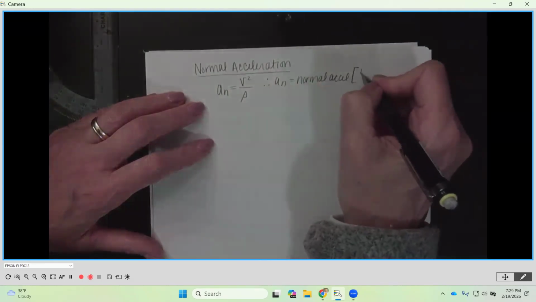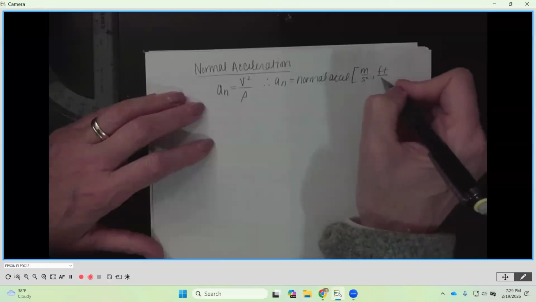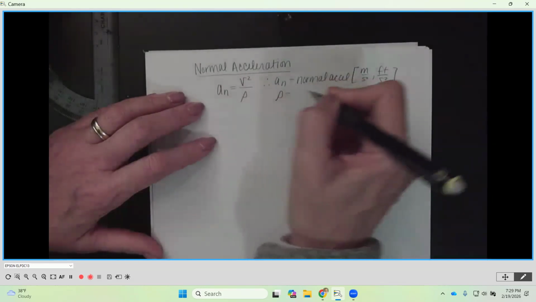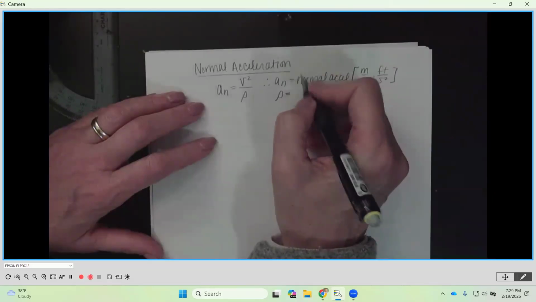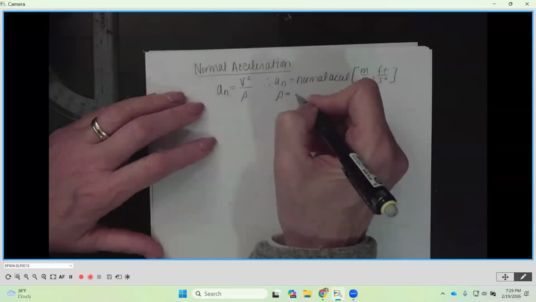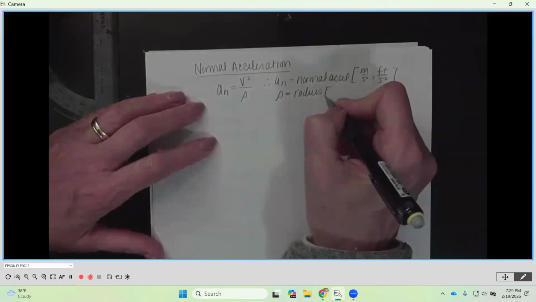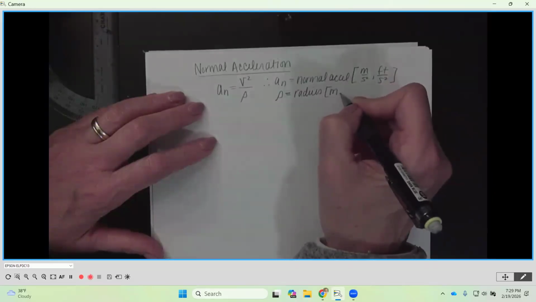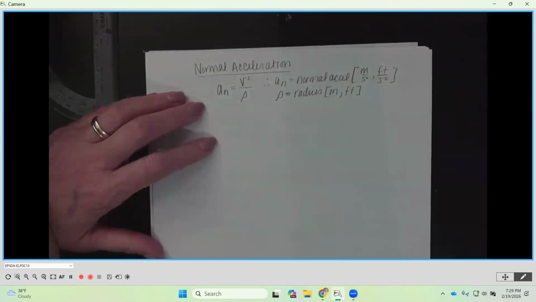The units are going to be, as we know, meters per second squared or feet per second squared. And then rho is the Greek letter. Rho is the radius of rotation, or radius of the curve. It's going to be measured in meters or feet.